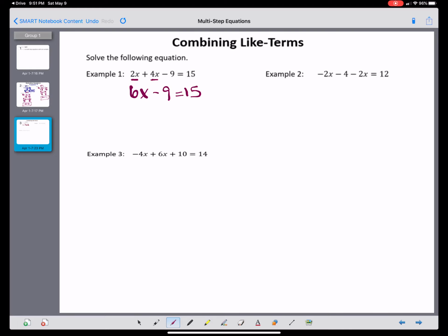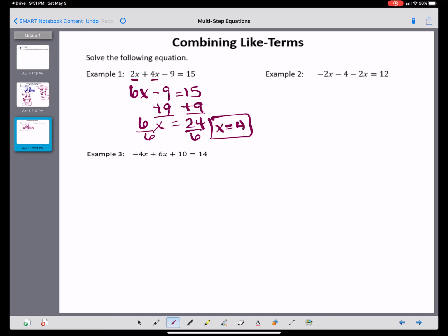Now we do have a two-step equation. Add or subtract first, multiply and divide last. I'm going to add 9 to both sides. I get 6x is equal to 24. And I'm going to divide by 6. x is equal to 4.